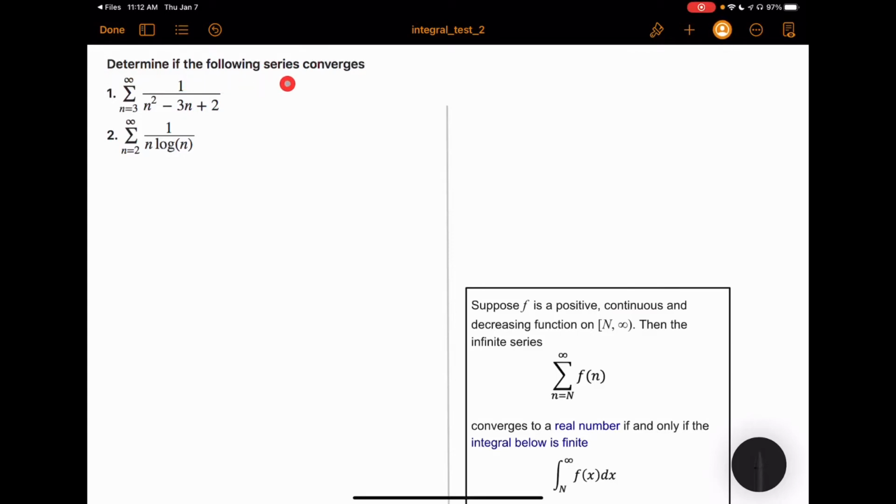Determine if the following series converges or not. We have two series here. For this exercise, we're going to use the integral test. So let's first review the integral test.